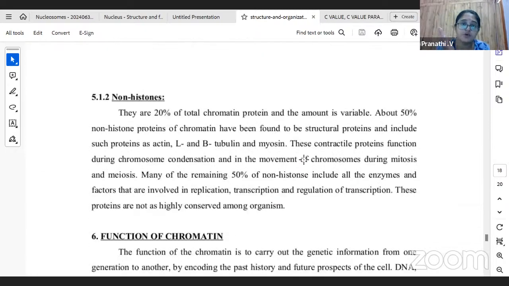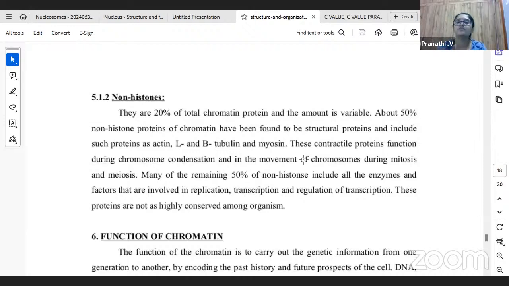Now, when it comes to the protein amount, the non-histones make up around 20%, and 50% of the non-histones are usually structural proteins such as actin, tubulin, and myosin. Different types are there, like alpha and beta tubulin. So what do they do? They help in the condensation and movement of chromosomes during mitosis and meiosis. So they have a structural role.